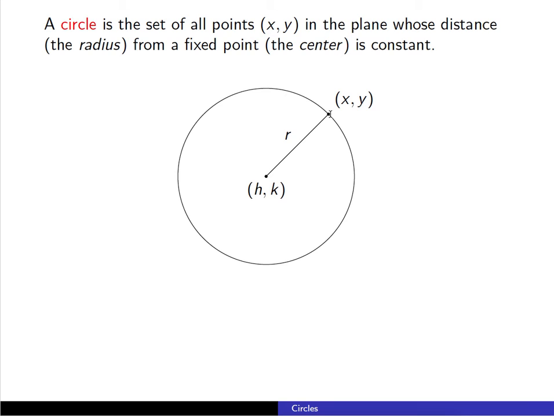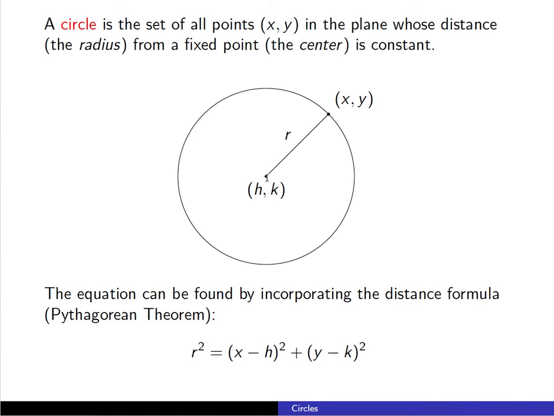So if our x and y coordinate on the circle is here, and this is our distance from the center, that's our radius, that's going to give us the same distance as going from the center to, let's say, this point on the circle. So essentially the distance from all the points on the circle to the center is going to remain the same throughout.